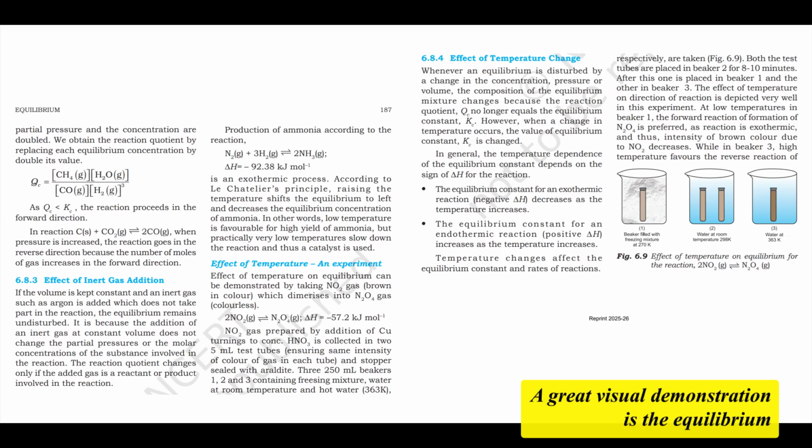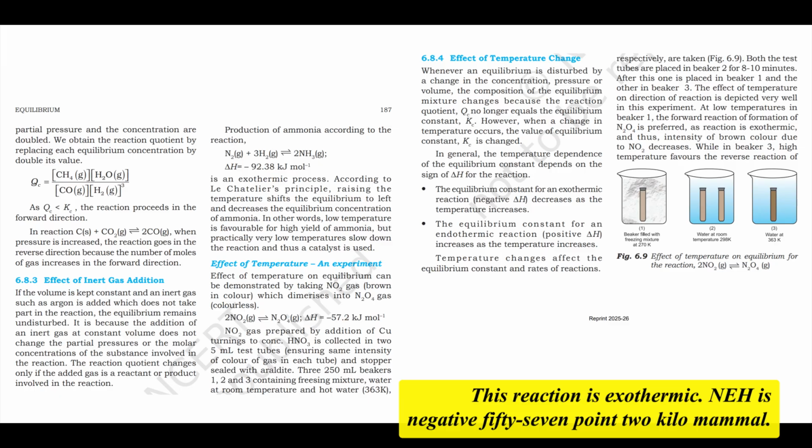A great visual demonstration is the equilibrium between nitrogen dioxide, NO2, brown gas, and dinitrogen tetroxide, N2O4, colorless gas, 2NO2 equals N2O4. This reaction is exothermic. ΔH is negative 57.2 kJ/mol.